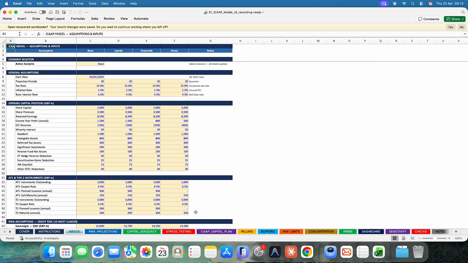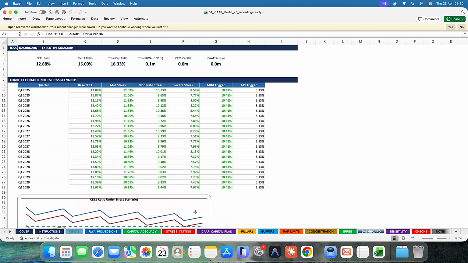One dropdown runs the whole model. Mild, moderate, severe. The standard ICAAP stress severities. I flip it here. And every tab recalculates. RWAs, capital stack, buffers, all 3 Pillar 1 risks, in seconds. So instead of running one severity in a week, you run all 3 in a morning.